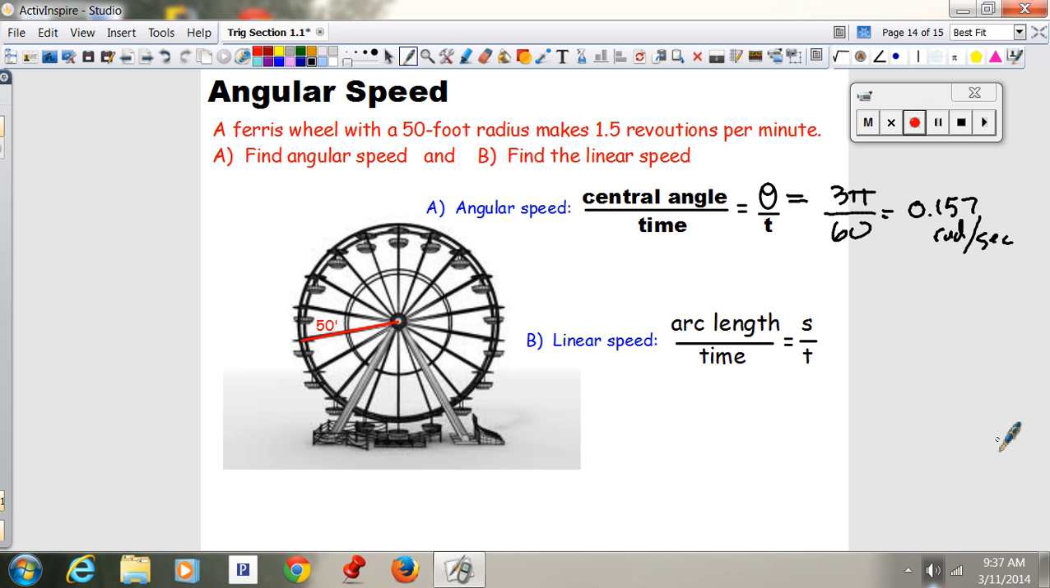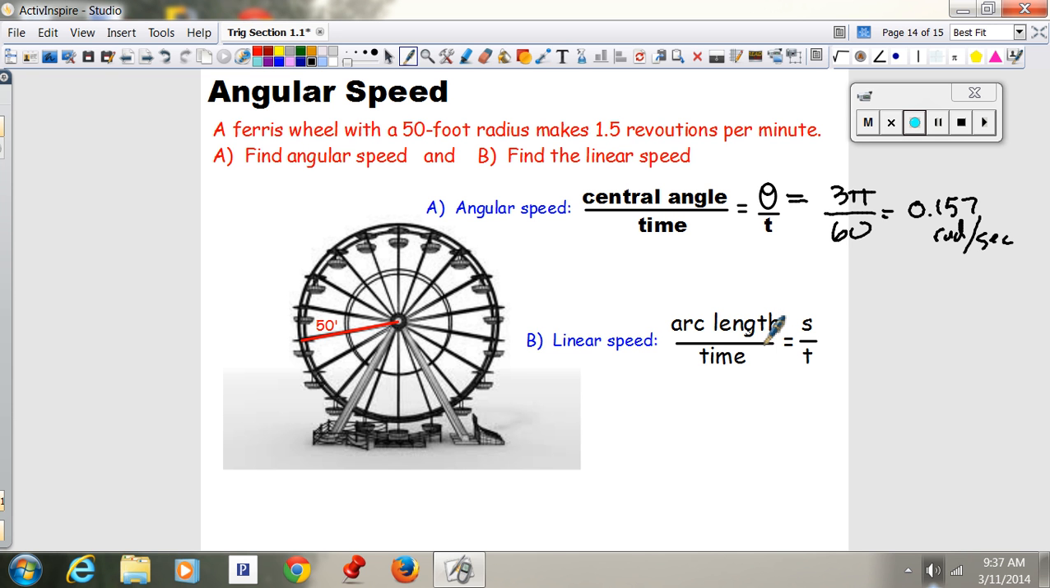How much is 1 radian? 57.3 degrees. So this is a small amount of degrees per second, probably like 1 or 2 or 3 degrees maybe per second. But that's a small amount of radians per second, so maybe it isn't going very fast. Let's convert it to something we might understand. Let's look at the linear speed.